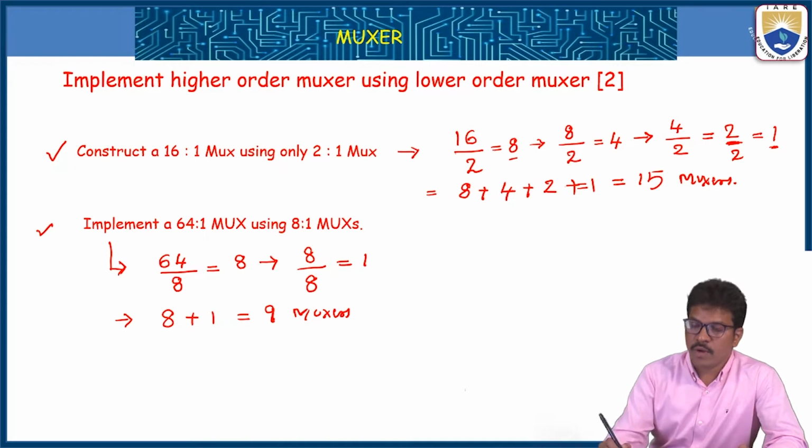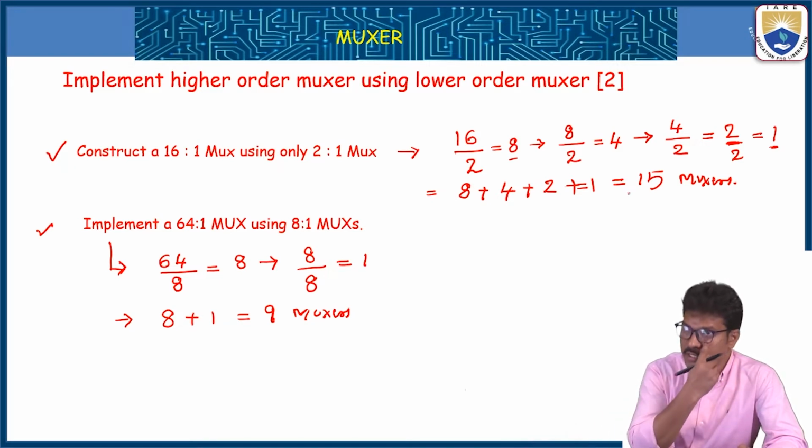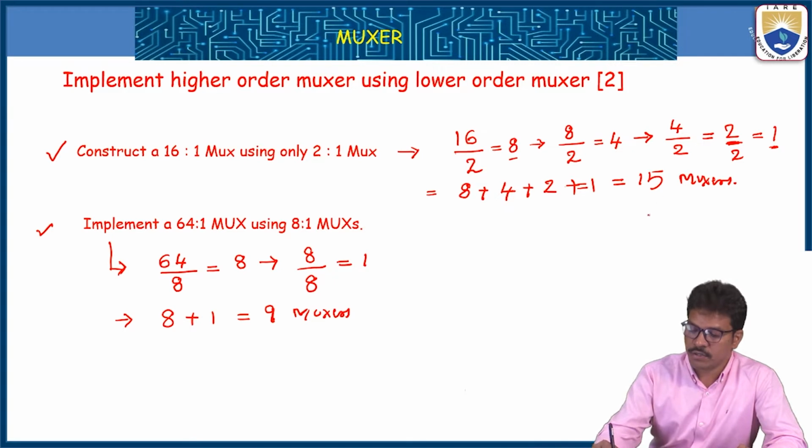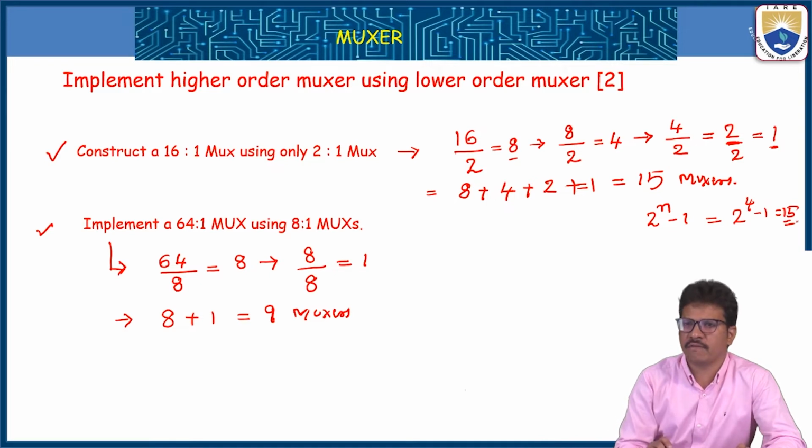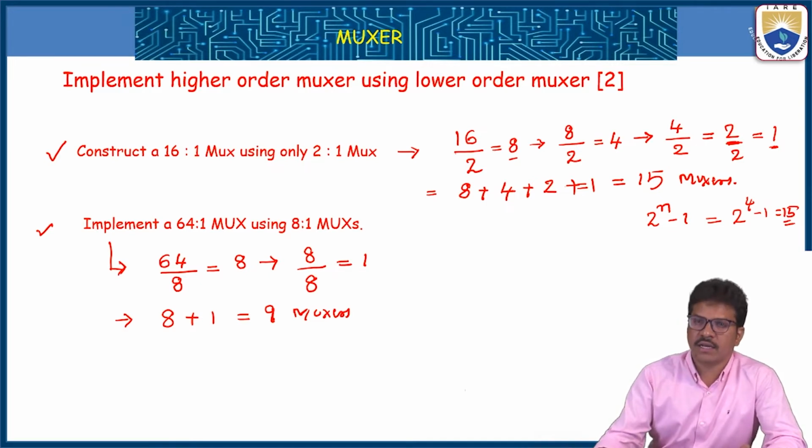Also, for the 2 by 1 multiplexer, the general equation for an n variable multiplexer is 2 power n minus 1 multiplexers are required. So here n is nothing but the power of 2 in 16, which is 4. If you substitute n equal to 4, 2 power 4 minus 1, which is equal to 15. So it requires 15 multiplexers. Let us see how to implement a 16 by 1 multiplexer with the help of 15 multiplexers.